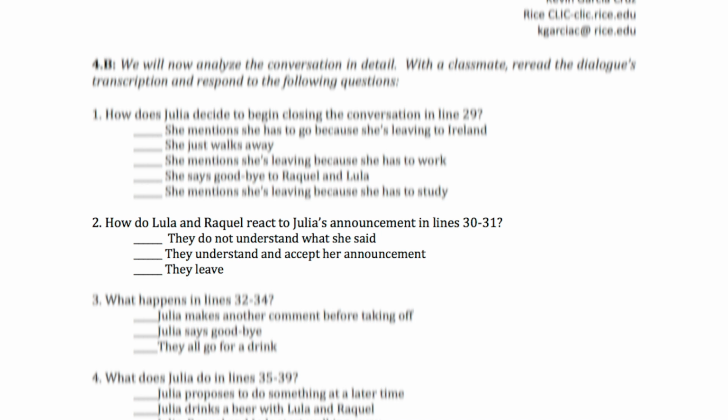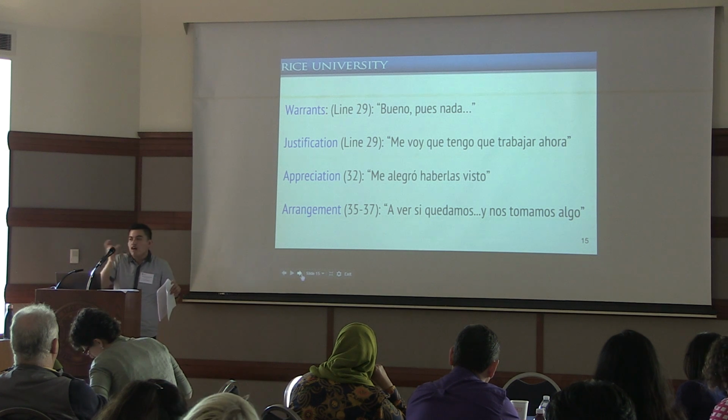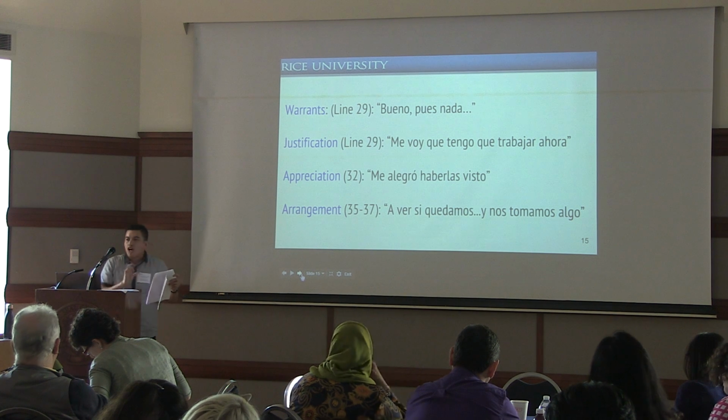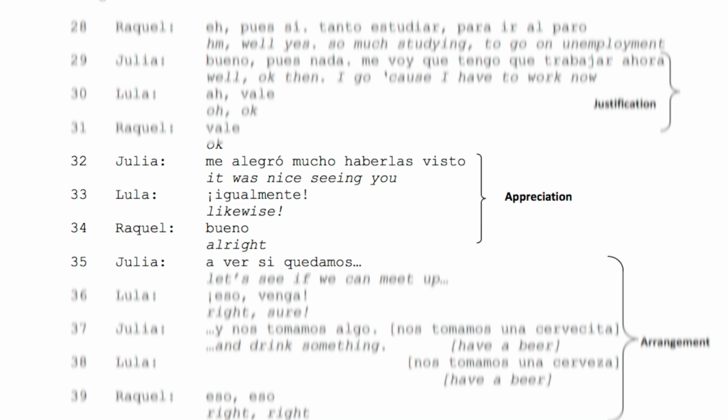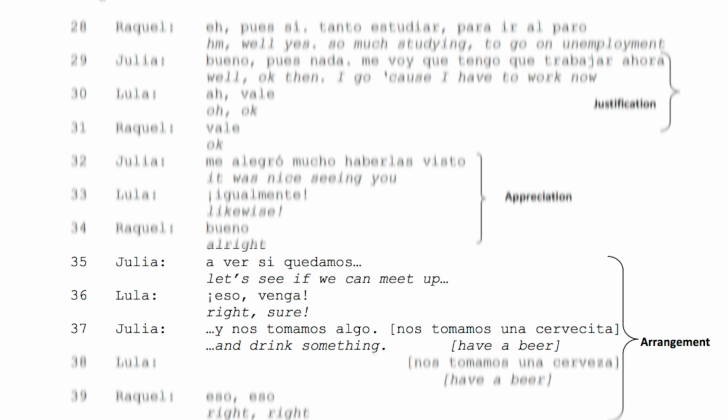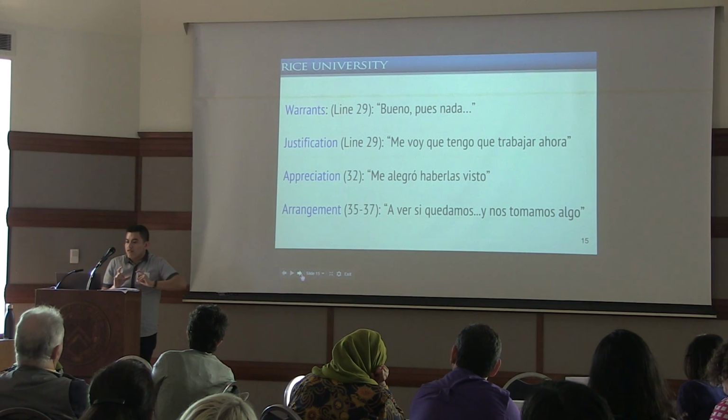Then they go again to how do Lula and Raquel react to Julia's announcement, and they accept that announcement of closing. But then another one takes place, right? The appreciation in line 32. And then finally, there's another pre-closing announcement in lines 35 to 37. So these are the 3 aspects that we will focus on for the remainder of class, and this would be about the end of day 1.